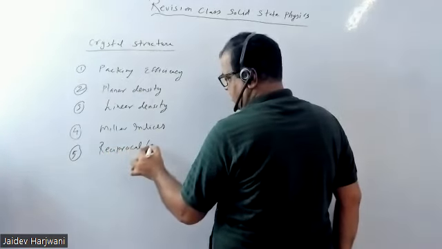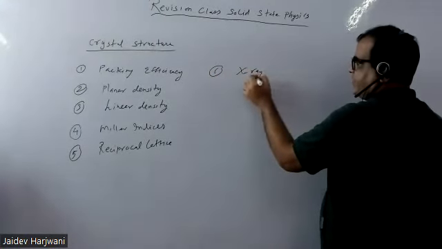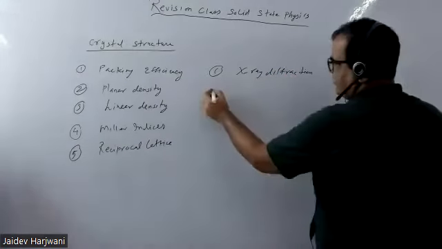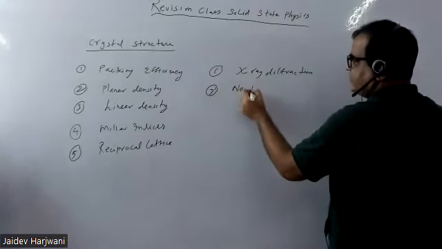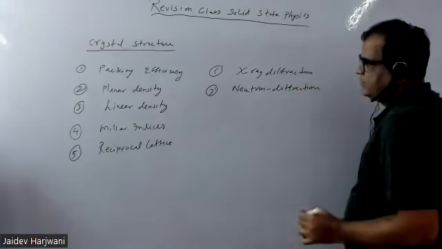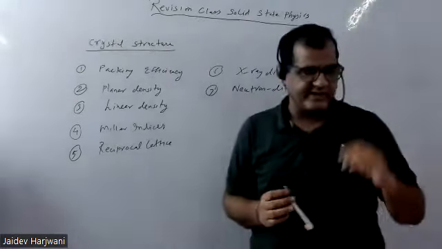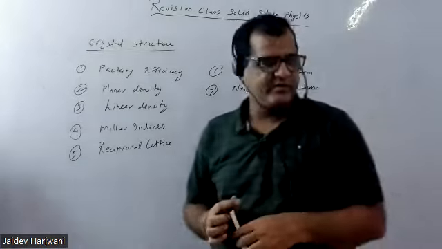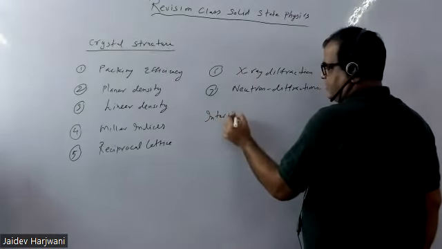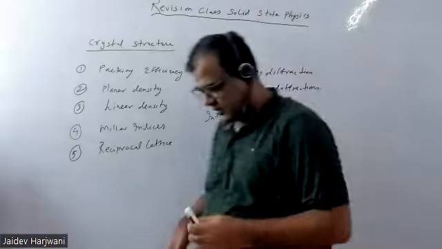Reciprocal lattice. Then you have X-ray diffraction, and along with X-ray diffraction, you should have some information about neutron diffraction also. These are the topics which you have to revise. Of course you should know the formula for interplanar distance also. So let us take these topics one by one.